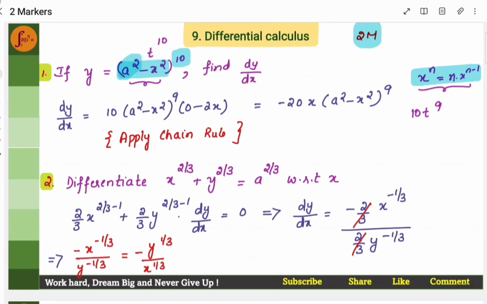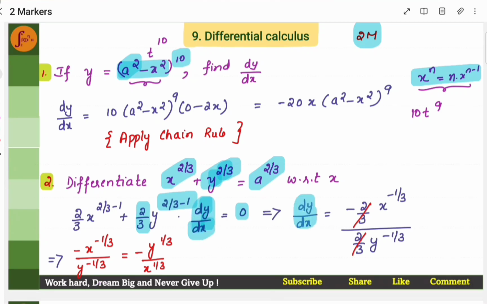Now this is another example. To differentiate this one, you have to use this formula: 2 by 3 into x to the power 2 by 3 minus 1. Similarly for y also. And this is a constant, so the derivative is going to be 0. Whenever you have y and you are differentiating it, always remember to put dy by dx. Y to the power 2 by 3 is nothing but 2 by 3 into y to the power 2 by 3 minus 1, and then do not forget to put dy by dx.